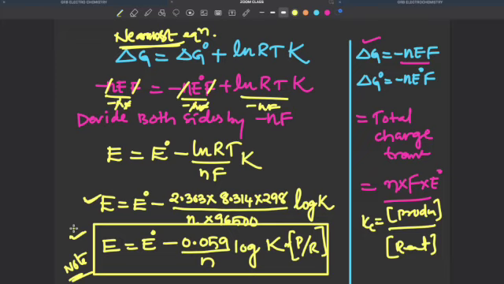Sir, can you give the definition for this? Yeah, I'll tell you the definition. Definition is Nernst equation is used to calculate the E of cell other than standard conditions. That's it, no definition. It is used to calculate the E of cell under other than normal conditions.